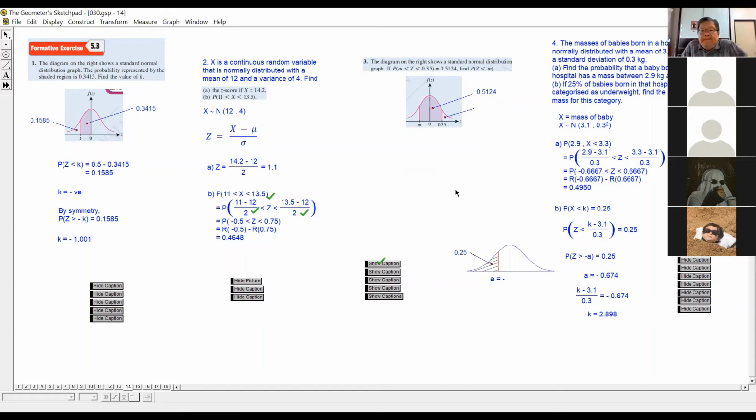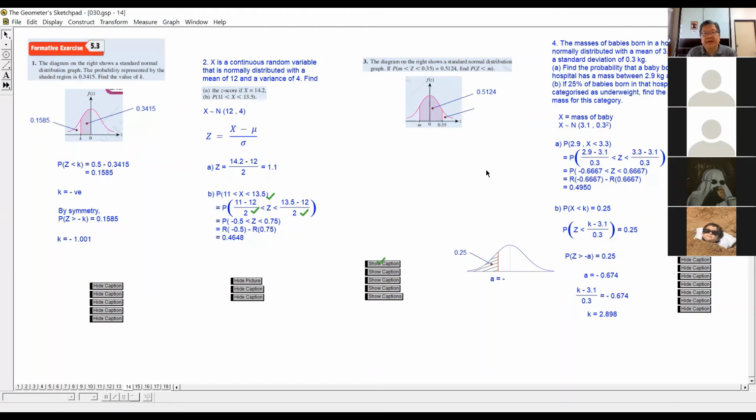The diagram on the right shows a standard normal distribution graph. If P(z larger than m, smaller than 0.35) equals 0.5124, find P(z smaller than m). Okay. Now this question number 3 is the same as question number 1.